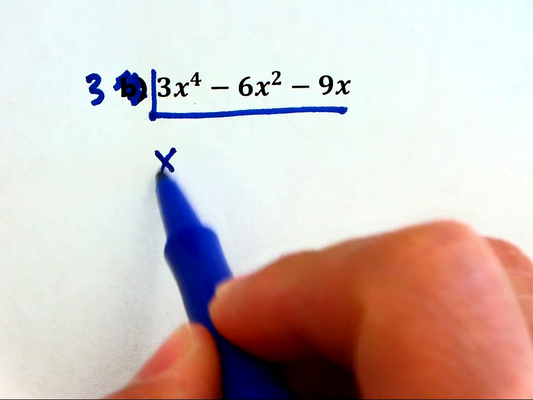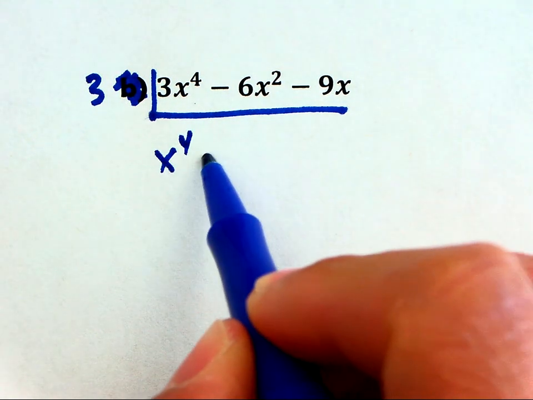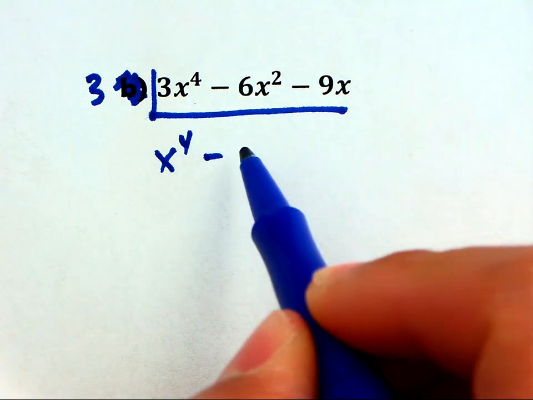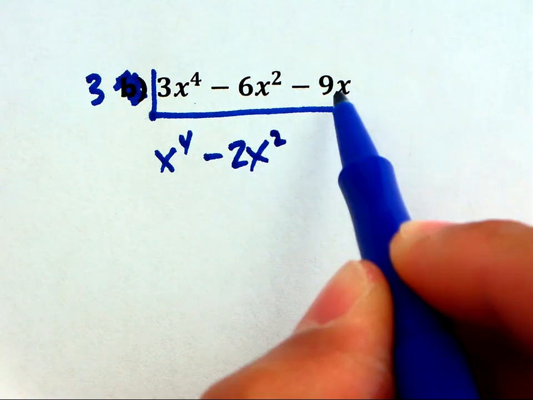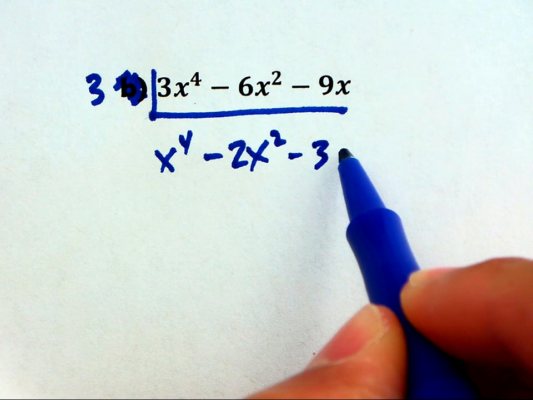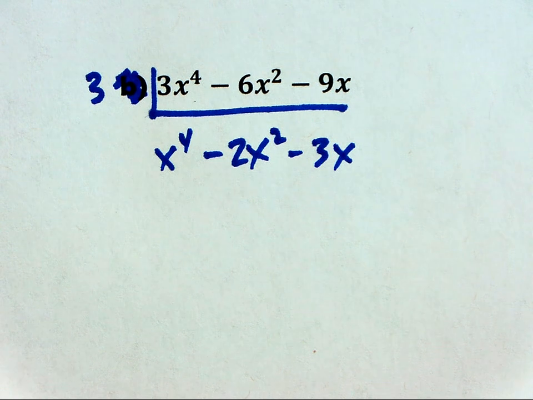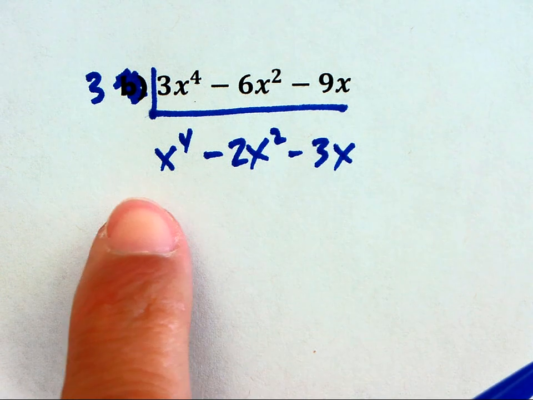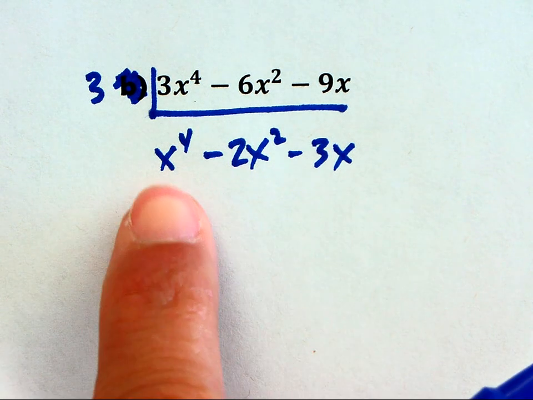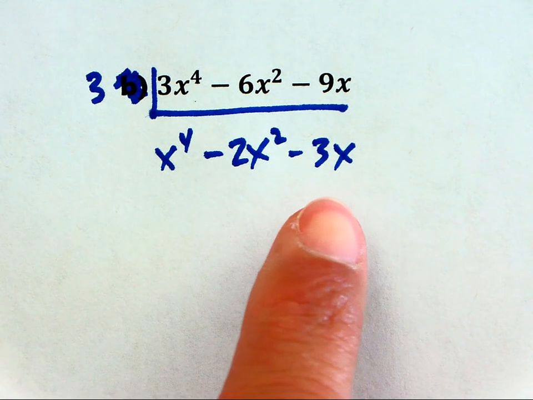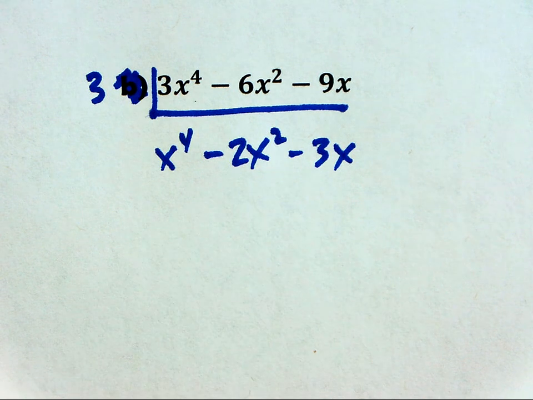So this will be x to the 4th. This is going to be, let's see, 6 divided by 3 is 2, x squared, 9 divided by 3 is 3x, right? I didn't do anything with the variables. I was only dividing the coefficients, the number portion of each term. All right, next, because all these terms have variables in them, there should be some power we can divide out.